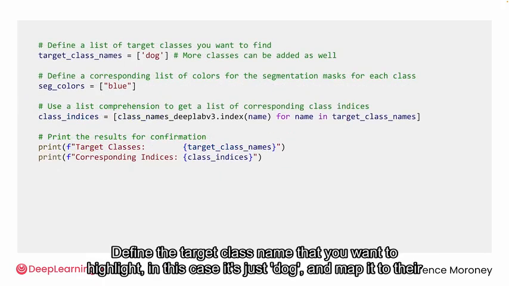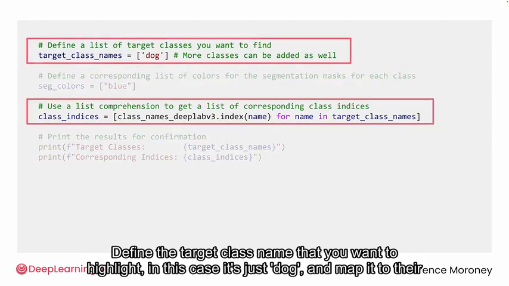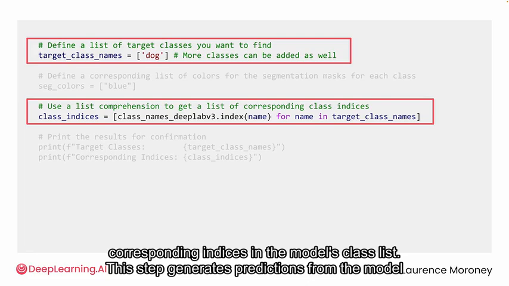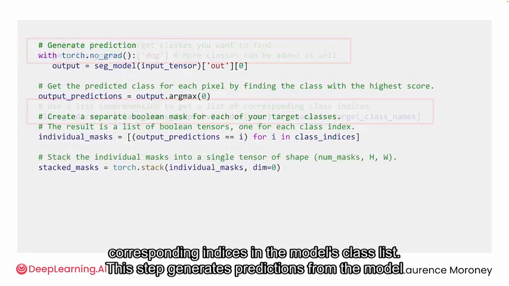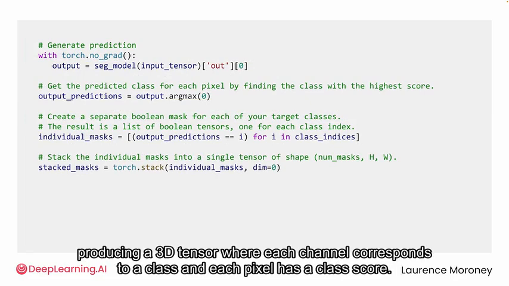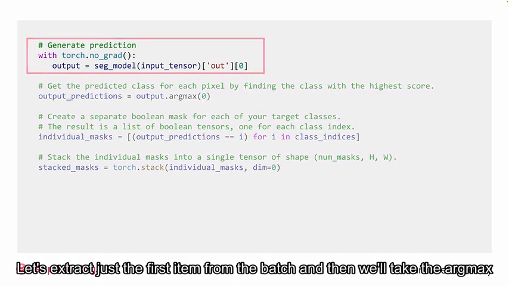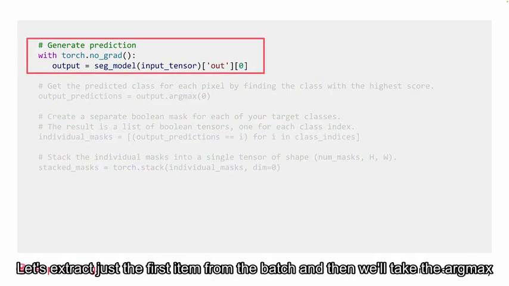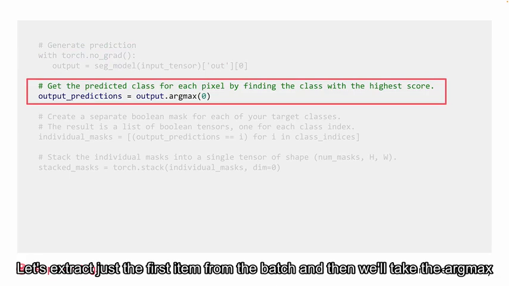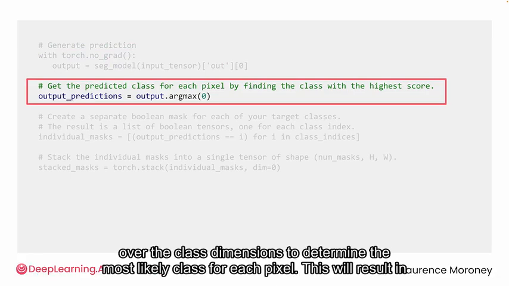Define the target class name that you want to highlight. In this case, it's just dog, and map it to its corresponding index in the model's class list. This step generates predictions from the model, producing a 3D tensor where each channel corresponds to a class and each pixel has a class score. Let's extract just the first item from the batch. And then we'll take the argmax over the class dimension to determine the most likely class for each pixel.